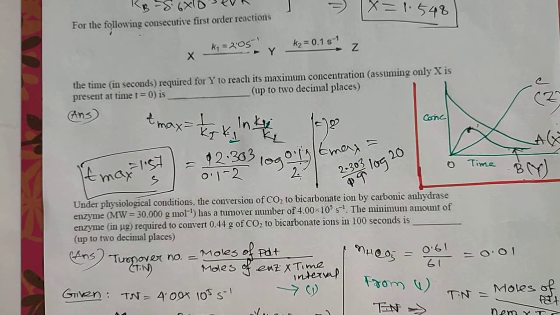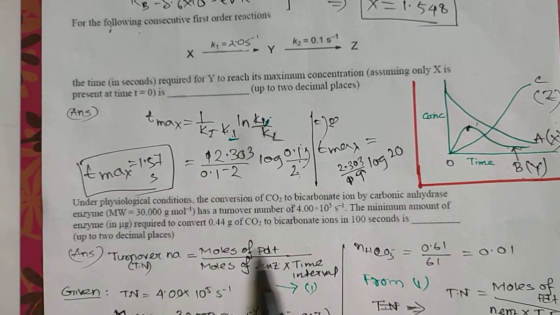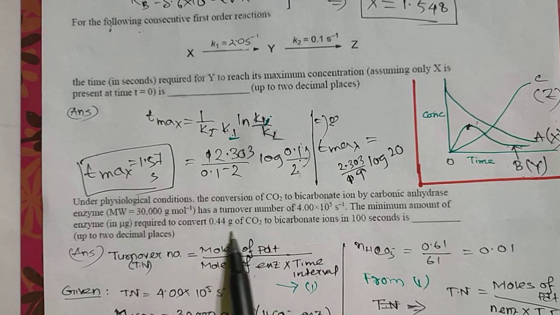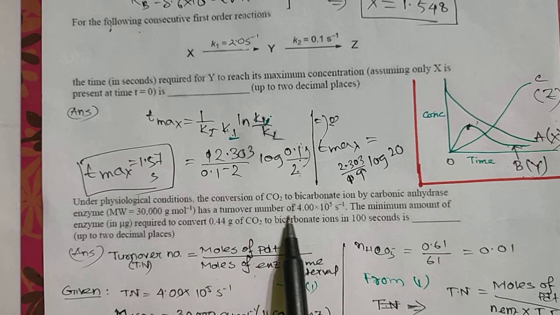As we know, the turnover number equals moles of product by moles of enzyme into time interval. So this is the turnover number for any reaction that is characterized by enzyme. Again I'm saying, turnover number means moles of product by moles of enzyme into time interval. In these cases actually time interval is given, turnover number is given, and moles of enzyme is not given, but weight of the enzyme is given, molecular weight.